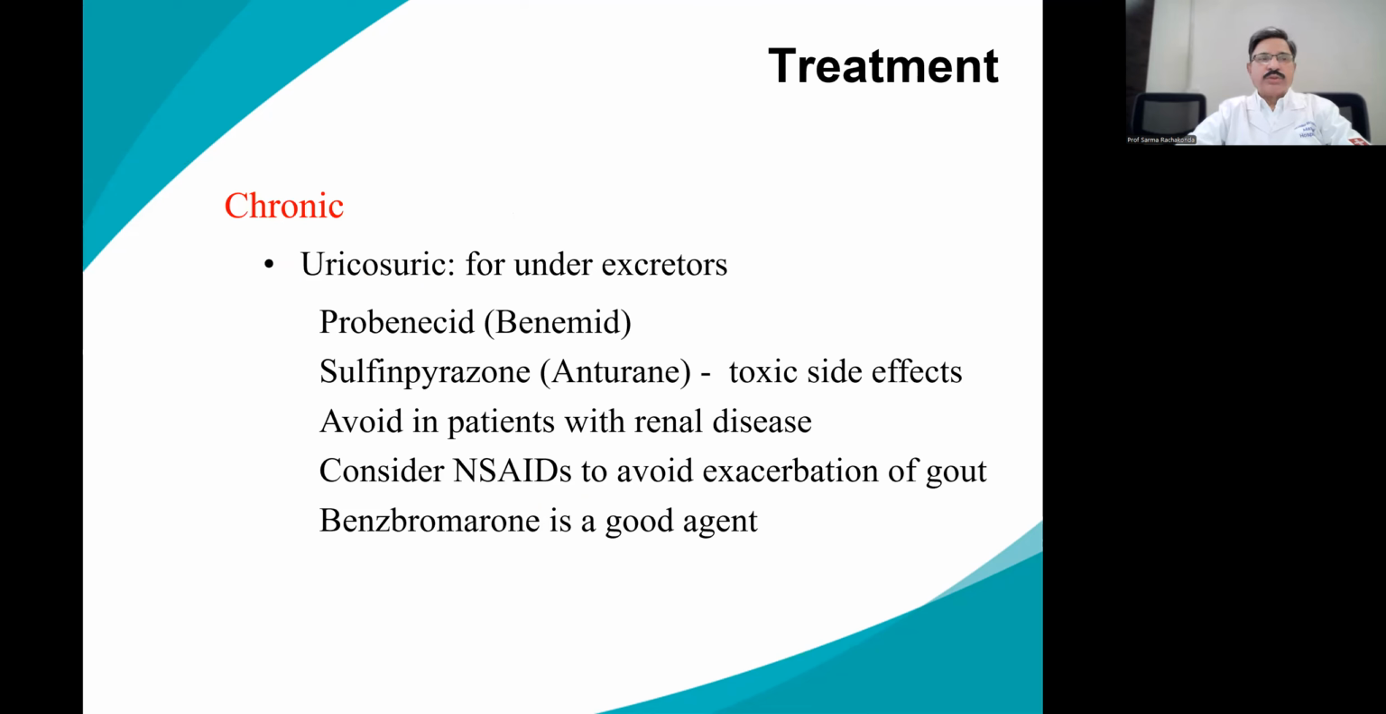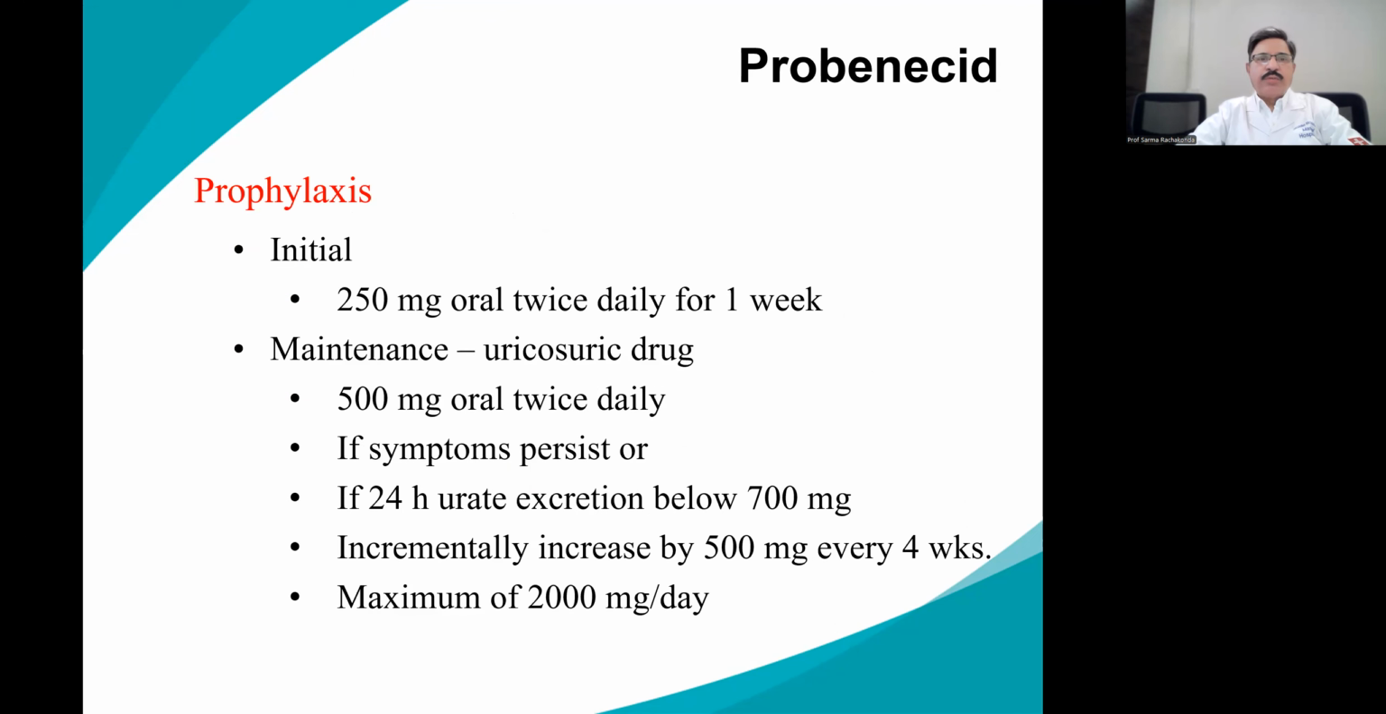Chronic gout: uricosuric for under excretors, probenecid, available as Benemid, probenecid and sulfinpyrazone, and Anturane. Avoid in patients with renal disease. Consider NSAIDs to avoid exacerbations in chronic gout. For prophylaxis, initially 250 milligrams twice orally for a week, and then maintain the uricosuric drug at 500 milligrams orally twice daily. If symptoms persist, check the 24-hour urate excretion. Incrementally increase it by 500 milligrams every 4 weeks. Maximum treatment is 2000 milligrams.